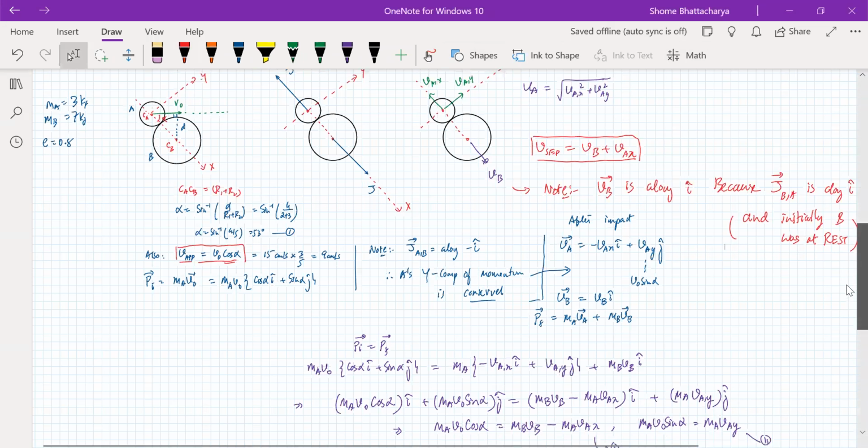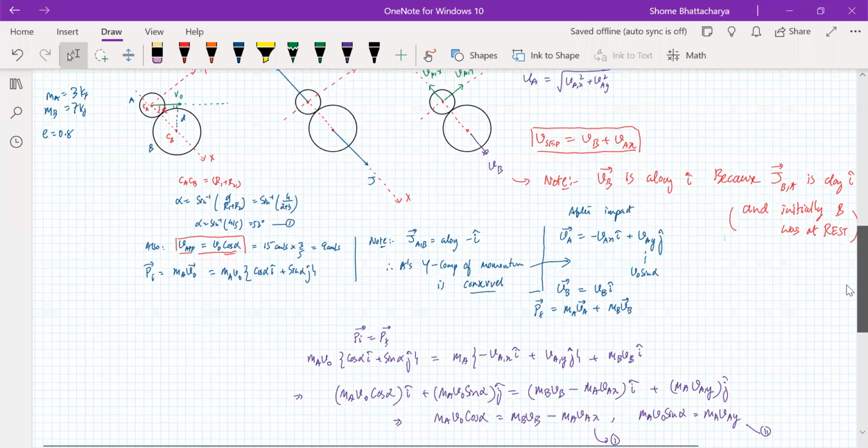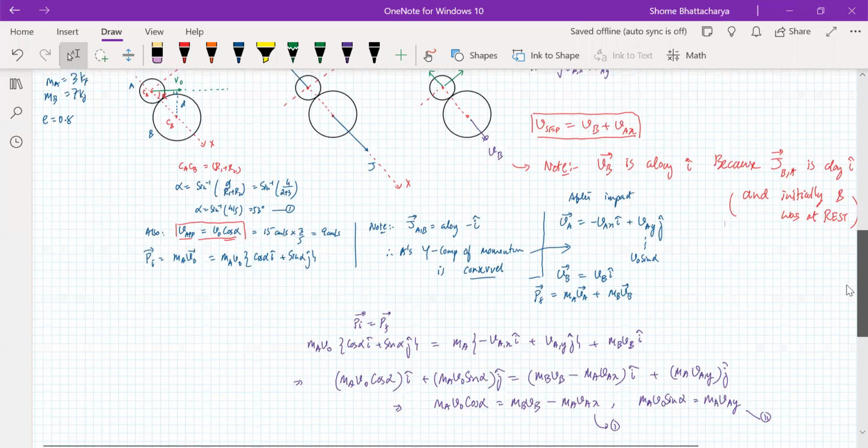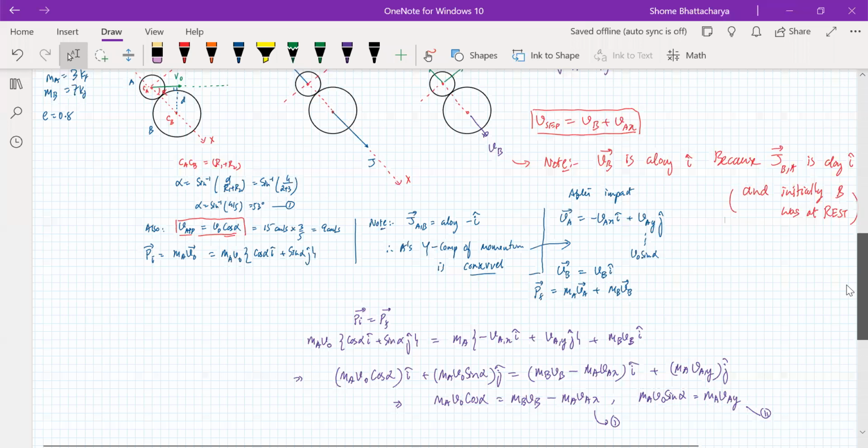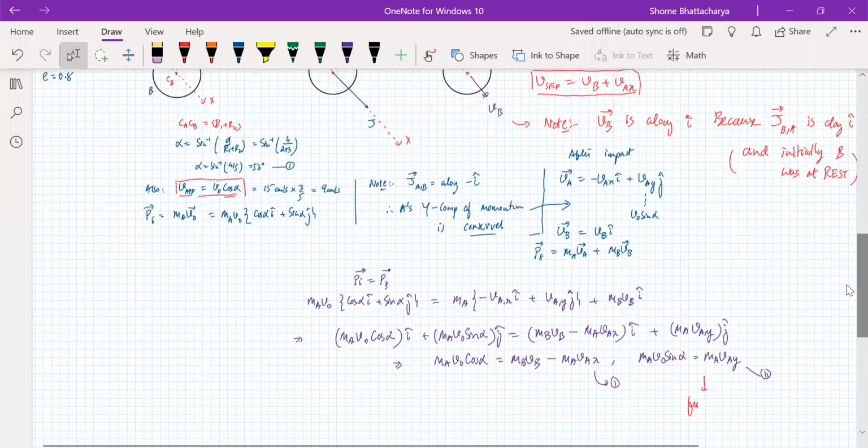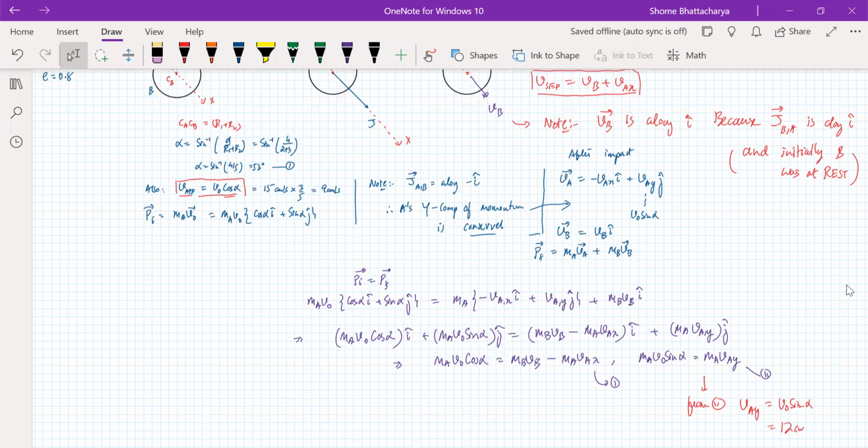Okay, so let's get back to it. This equation 2 is showing us that directly my VAY is equal to V naught sine alpha, which when I work out is working out to 12 centimeters per second. So I've got one of the three unknowns, VAX, VAY, and VB. These are the three unknowns as of now.